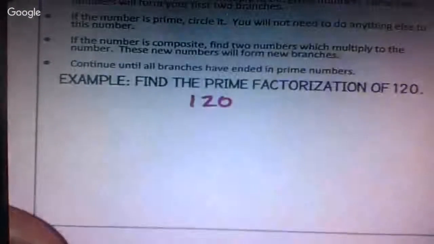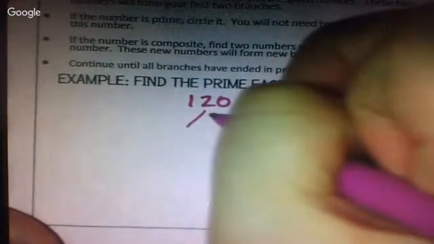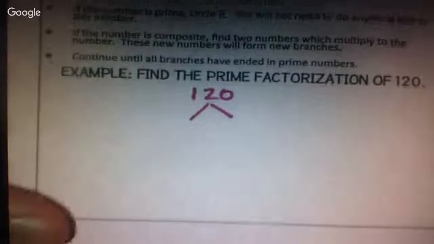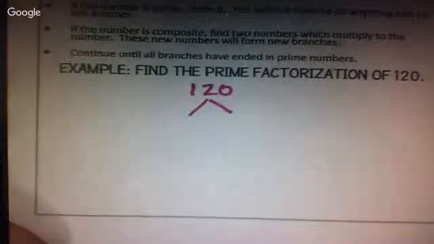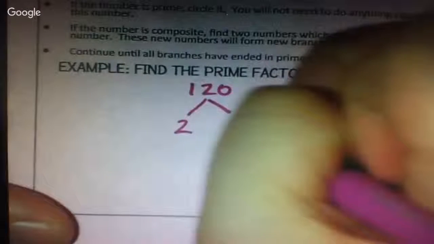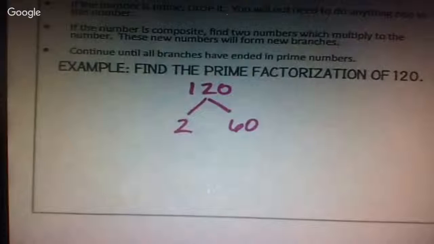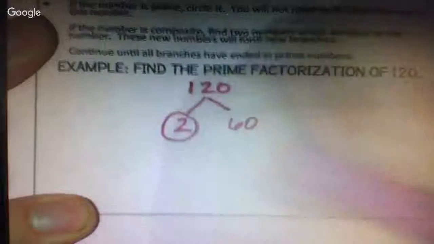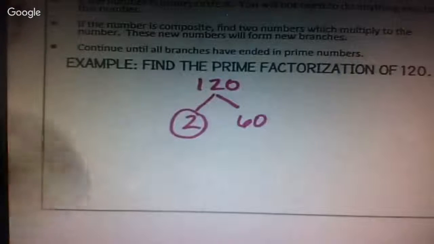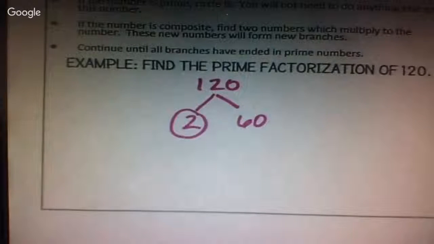So, factor tree method. Whatever number we're factoring, you put first. I need two numbers that multiply together to give me 120. 2 and 60. Are either one of these numbers prime? 2 is prime, so we circle it.